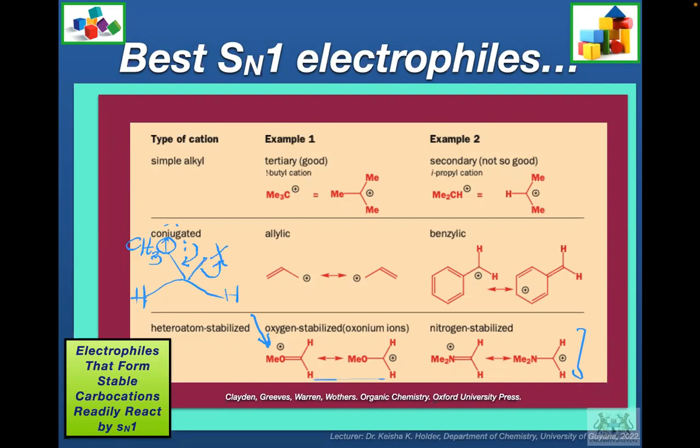So you have 3 main categories of carbocations that result from various SN1 electrophiles. All right? So electrophiles that form stable carbocations readily react by SN1. And our stable carbocations come in at least 3 categories. One of them is the alkyl stabilized carbocations. We have our conjugated carbocations, and then we have our heteroatom stabilized carbocations.